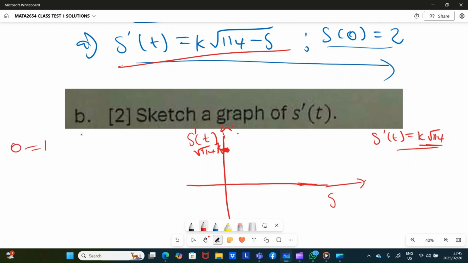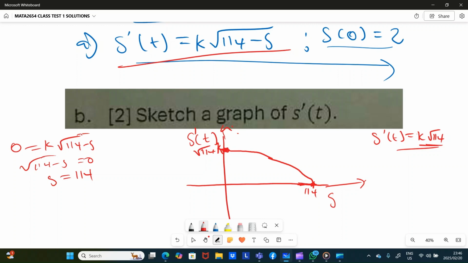We're going to end up with 0 equals k root of 114 minus s. Dividing both sides by k, we remain with root of 114 minus s equals 0. Then basically s equals 114. So let's say somewhere there we have 114, like that. So the other point is here. Now we are going to have our graph going like that. It's a curve going like that.